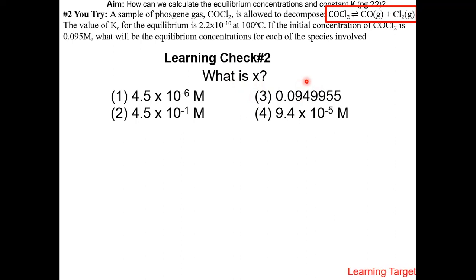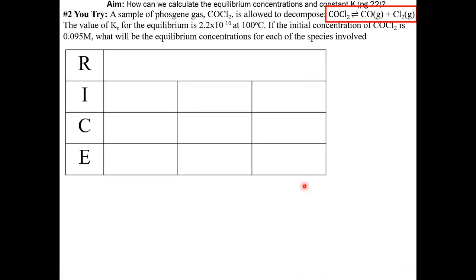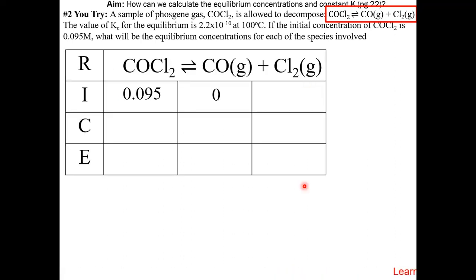Pause the video, resume when completed. The answer is choice 1. Let me show you how to do it. The first step is to set up a rice table. Since the initial concentration of the products is 0, the reaction will shift to the product side.